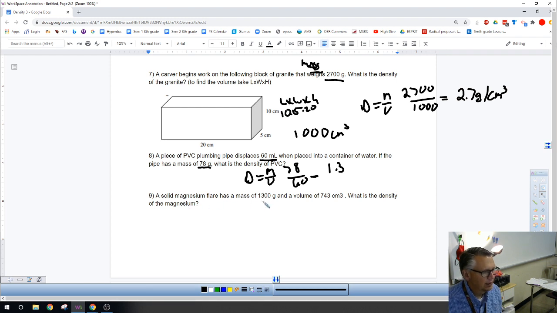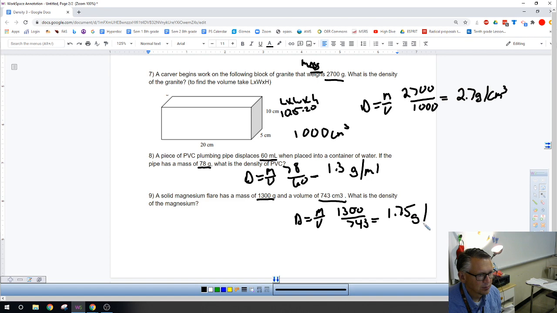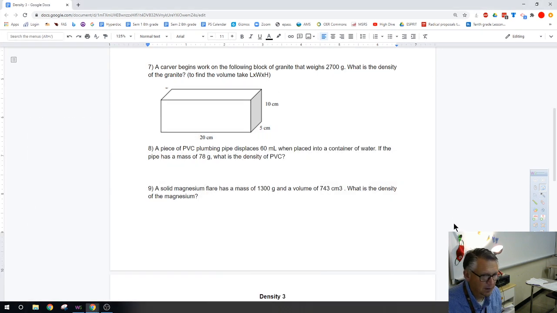A solid magnesium flare has a mass of 1,300 grams and a volume of 743. What is the density? Density is equal to mass divided by volume. Our mass is 1,300 divided by 743, which is 1.75. And oops, this label should be grams per milliliter. This should be grams per cubic centimeter. 1.75 grams per cubic centimeter.